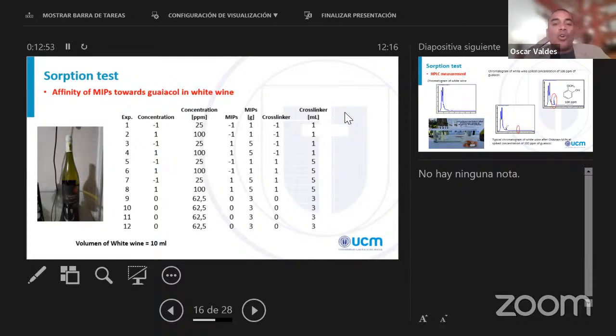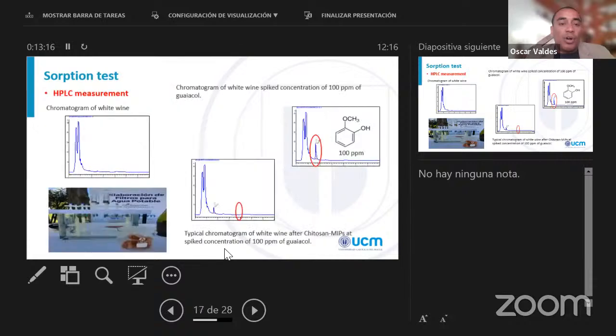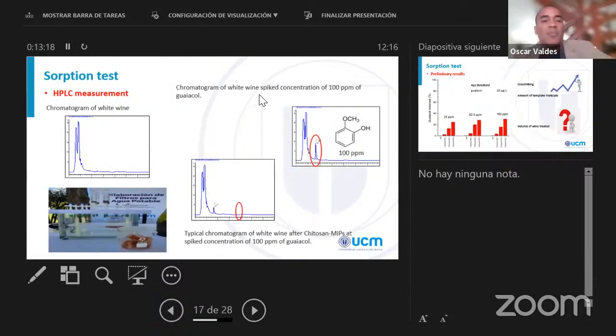utilizamos las tres diferentes composiciones de quitosana entrecruzada con glutaraldehído para determinar cuál era la selectividad y cuál era el aporte que producía tanto la concentración del guayacol dentro del vino como el entrecruzamiento de los materiales. Y utilizamos para todos un volumen de 10 ml de vino blanco. Los resultados aquí se muestran, los cuales los seguimos por medidas HPLC.